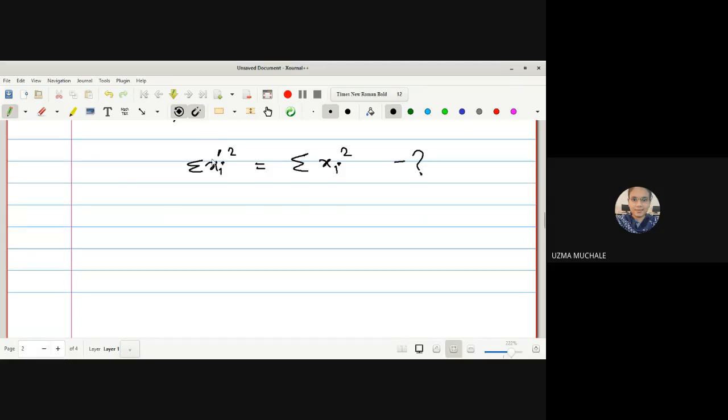What is this summation over xi dash square? It is nothing but the distance formula, right? What is xi square? I can write it as x1 square plus x2 square plus x3 square. This is nothing but your x square plus y square plus z square. We are writing this as the distance formula under root. So these are nothing but the distance formula. Suppose this is your original x.